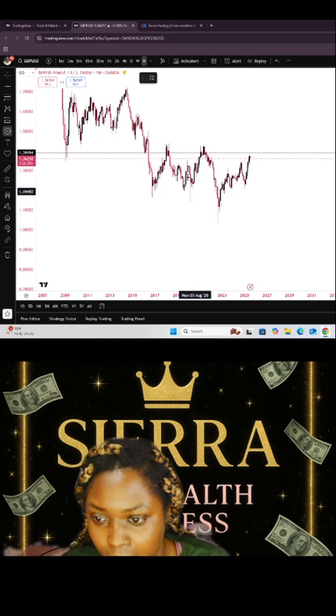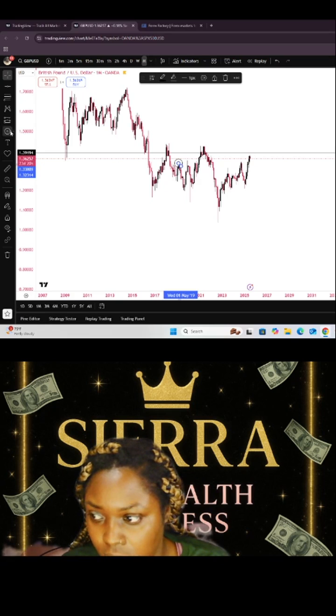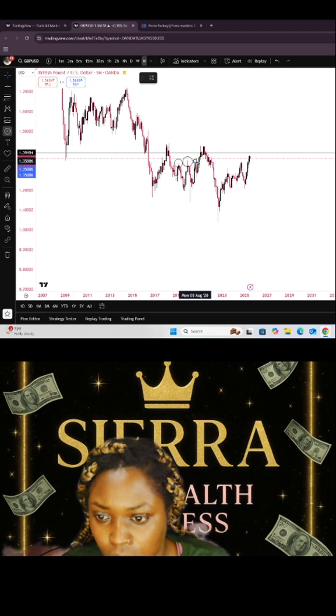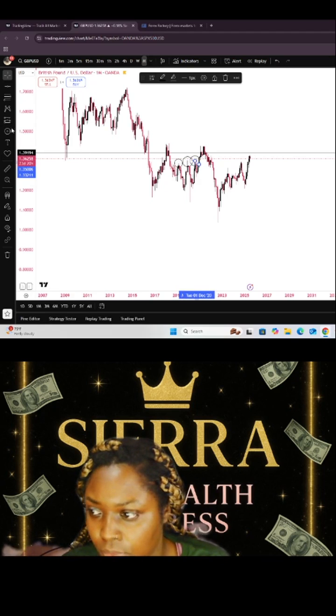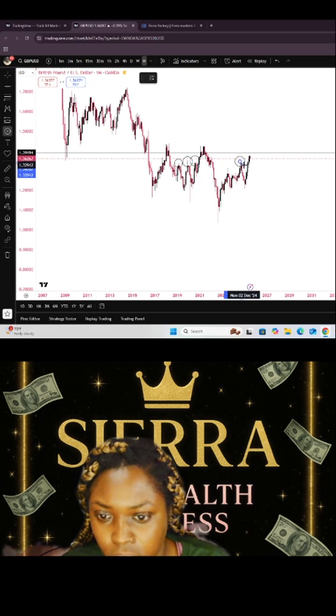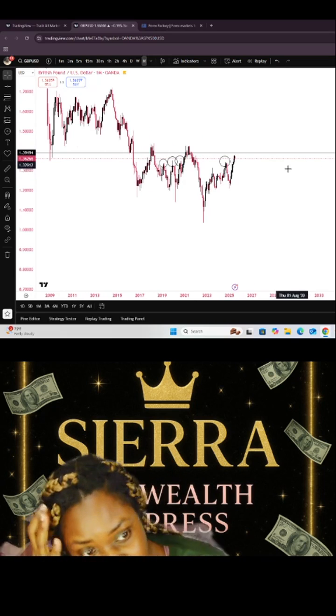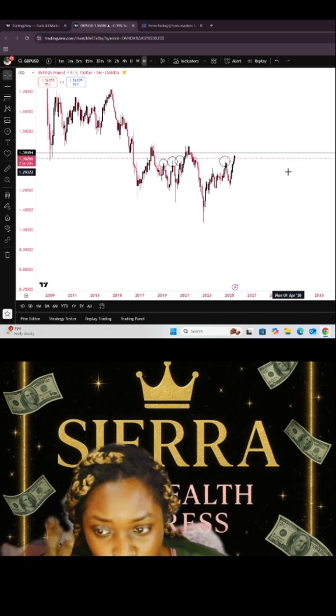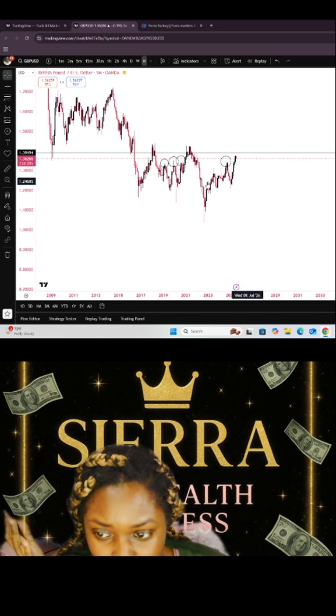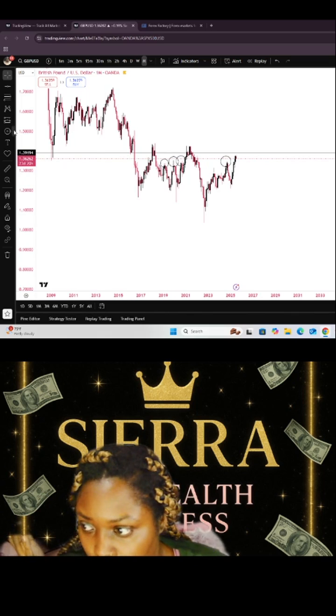And off the bat, I see rejection, rejection, rejection, rejection, okay? All in the same area. So that's telling me that there's a fair value gap or order block or something right here, right? And I see my fair value gap right here. So I'm going to mark this up.